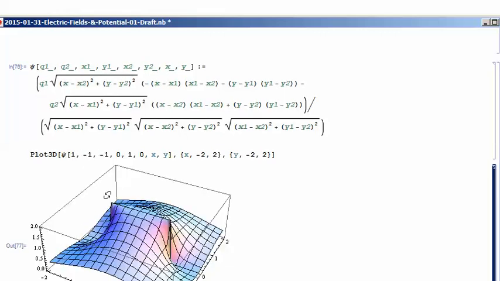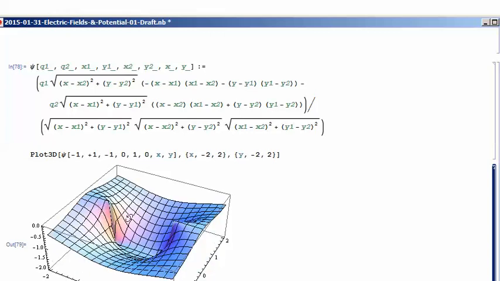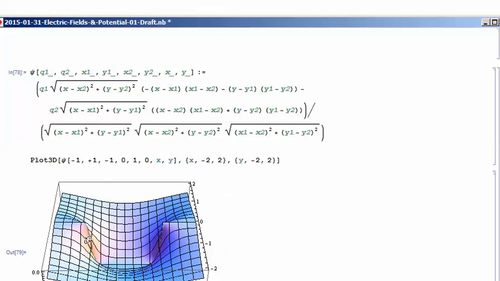Just for fun, let's look at it with both charges being -1, both charges being, whoops, sorry, this is a +1 and -1 charge. Here's a -1 and +1 charge. You can see on these that the level contours are going to come around from one of these vertical columns to the other vertical column.